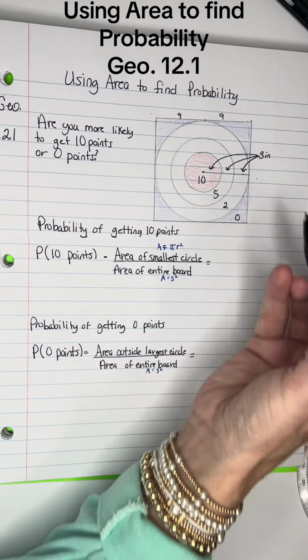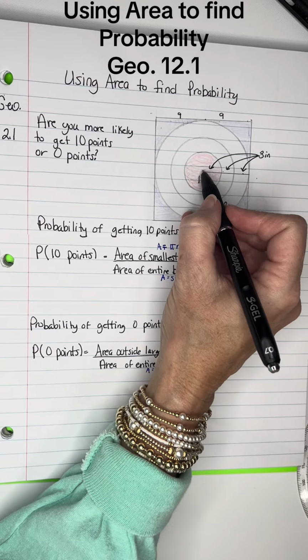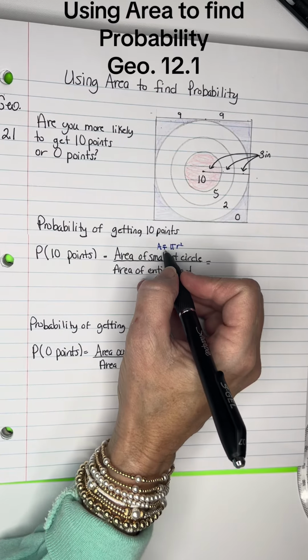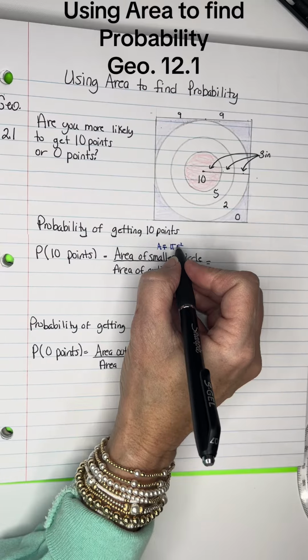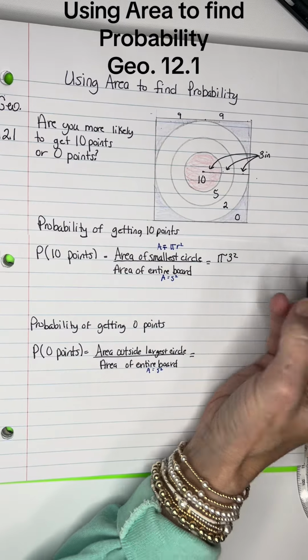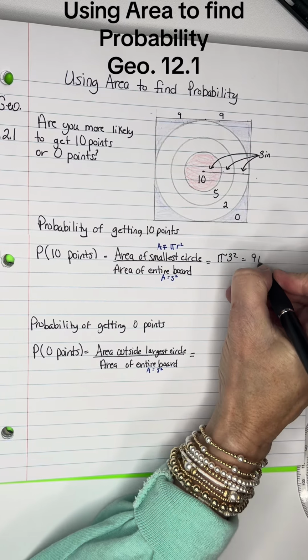So the area of the small circle right here, this radius is said to be 3 inches. So I'm going to take pi r squared, which will be pi times 3 squared. And that becomes 9 pi.